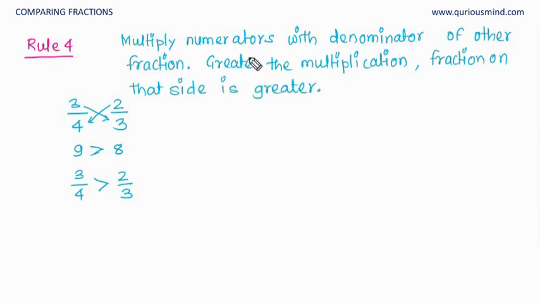So you multiply numerators with the denominators. Numerator 3 into 3, numerator 2 into 4. And write the answer on that same side. Greater the multiplication, whichever is the multiplication greater, that side's fraction is going to be greater. You can use these methods to compare fractions.